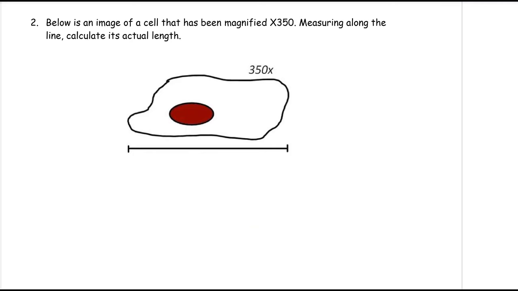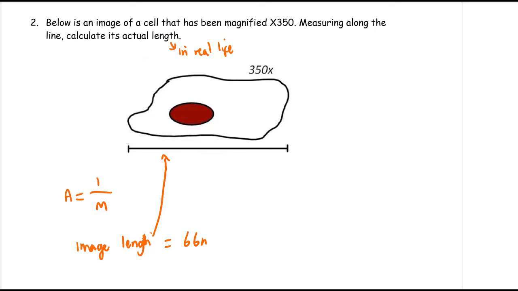The last question here then is to calculate the actual length of a cell. So what size is it in real life? To calculate the actual length, you need to take the image length and divide it by the magnification. So you get your ruler out, you measure the image length using the scale bar. When you measure it, it's 66 millimeters. Convert it to micrometers, which is 66,000.